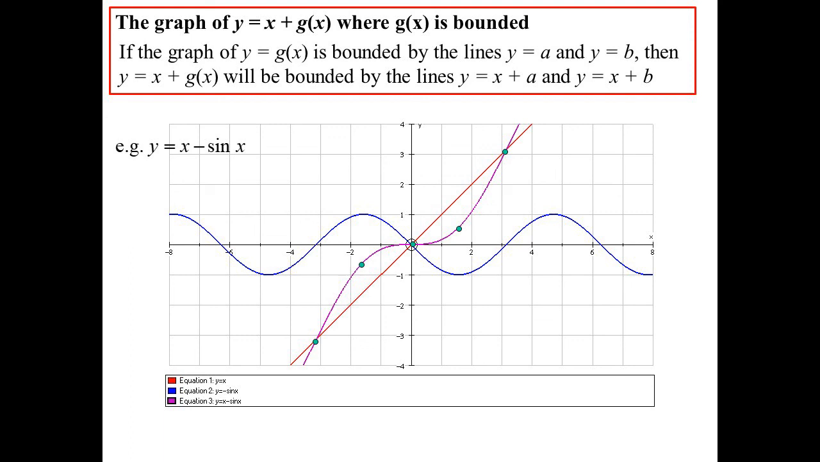You get something like that. This is an interesting point up here in the box. If the graph is bounded by y equals a and y equals b, which the sine curve is, it's bounded by y equals 1 and y equals minus 1. This purple curve that I've drawn in should be bounded by x plus 1 and x minus 1. So if I was to actually draw those lines in, you'll find that there'll be tangents to those sine curves in there. All right, let's have a look at multiplication.